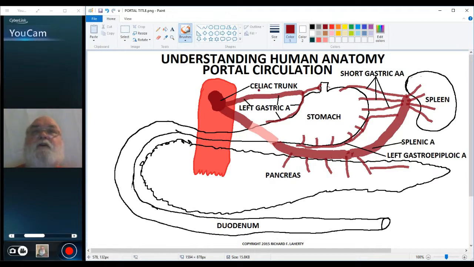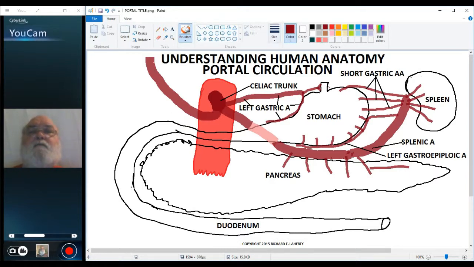Now, the third artery to come from the celiac trunk is the hepatic artery. And the hepatic artery can sometimes be divided into the hepatic artery proper and the common hepatic artery.